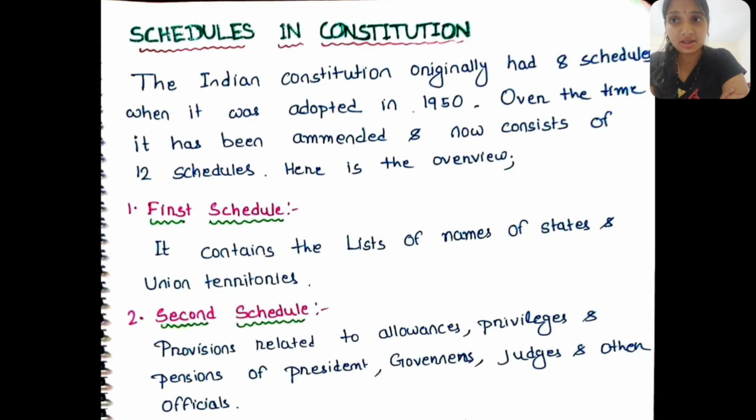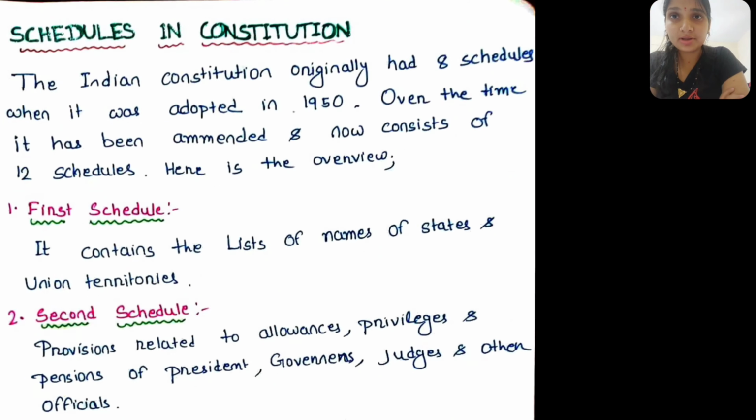Then comes the second schedule. The provisions related to the allowances and privileges of the president, governor, judges and other officials are contained in the second schedule. So, the second schedule contains the provisions of allowances and pensions of the officers.